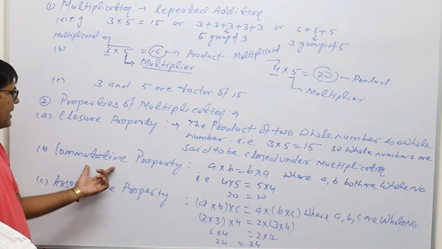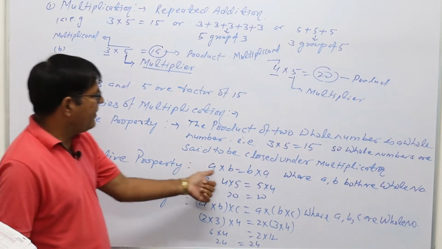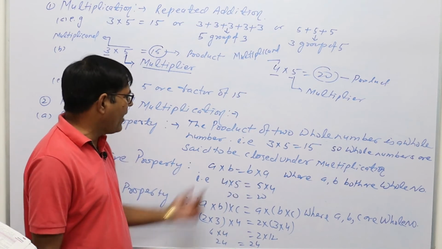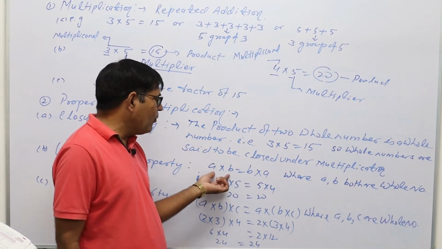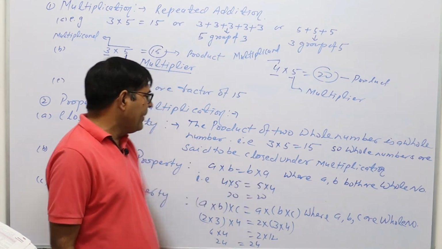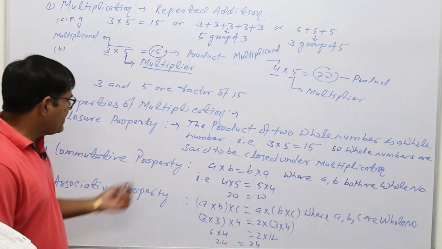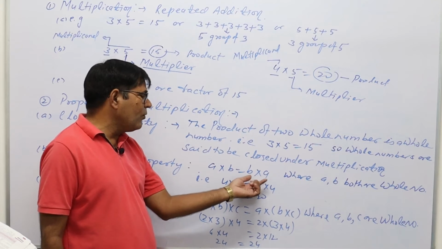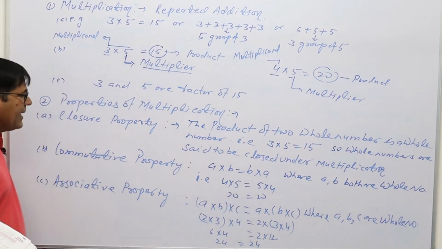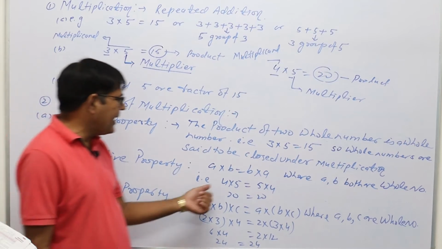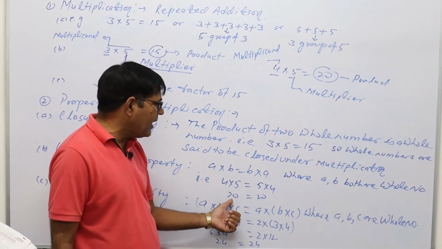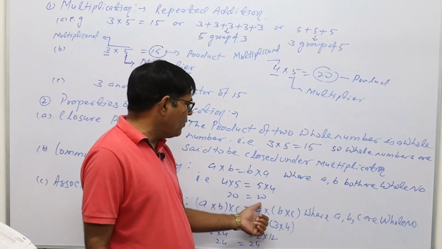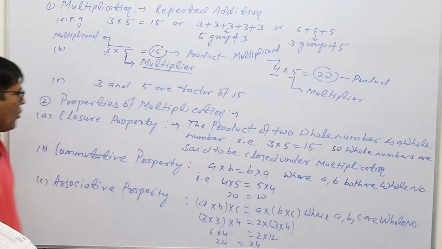The next property is the commutative property. Let A and B be two given whole numbers, and if we find A into B or B into A, then the product of A into B will be equal to B into A. This property, A into B equals B into A, is known as commutative under whole numbers. For example, if we find the product of two whole numbers 4 and 5, then 4 into 5 equals 20, and 5 into 4 also equals 20. So the product of two whole numbers is commutative.